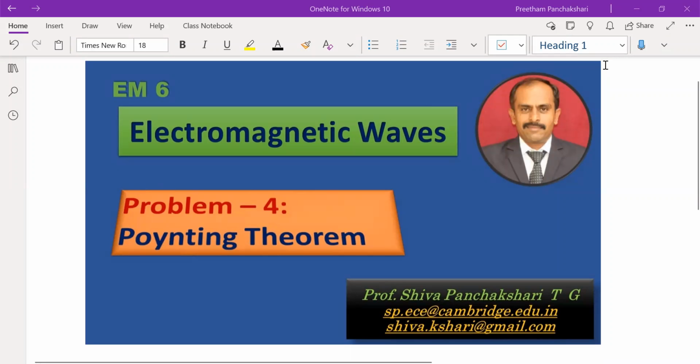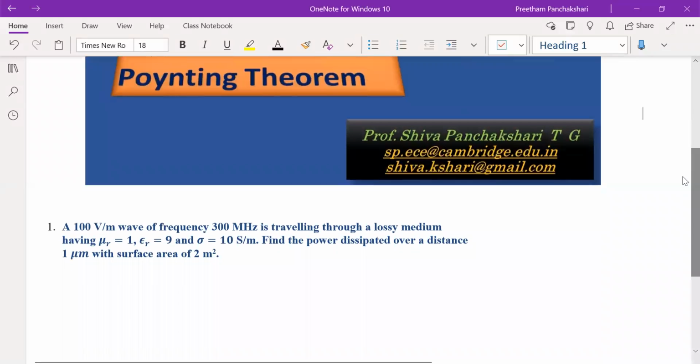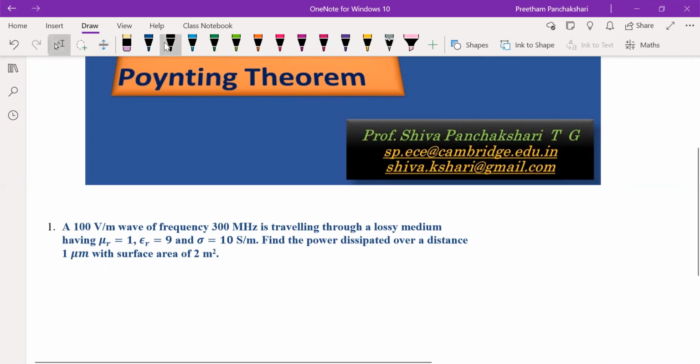This problem number 4 is about finding the power dissipated in a conducting medium. The problem is given here. 100 volts per meter. You know what this 100 volts per meter is? That is definitely your electric field intensity because of the dimension volts per meter. Frequency 300 megahertz is traveling through a lossy medium.